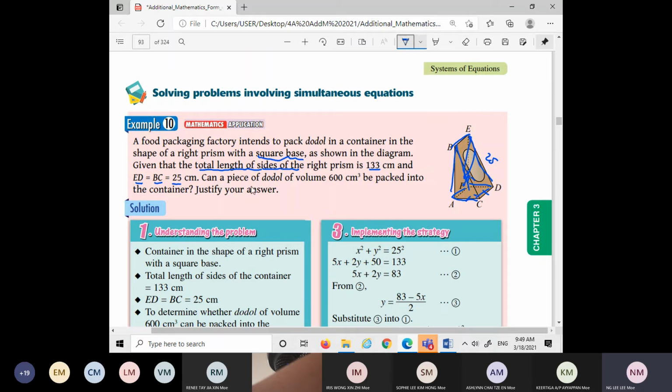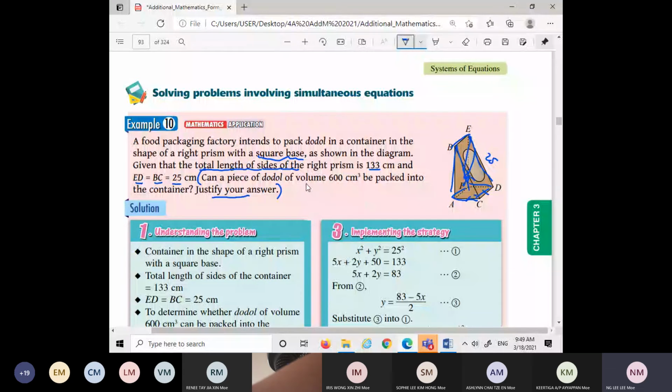Can a piece of dough of volume 600 centimeter cube be packed into the container? Justify your answer. How to do this? This one is another part already, but before that, I have to find the length.